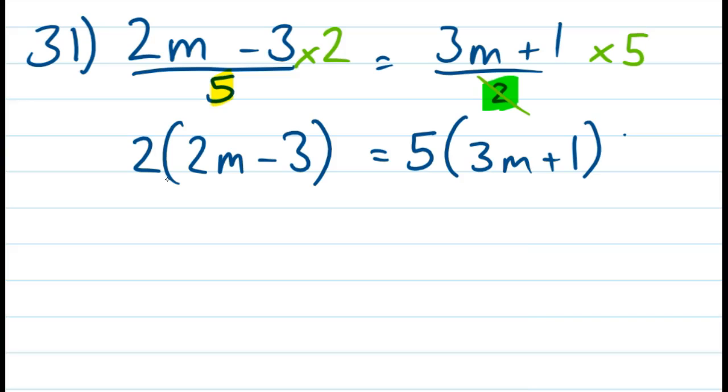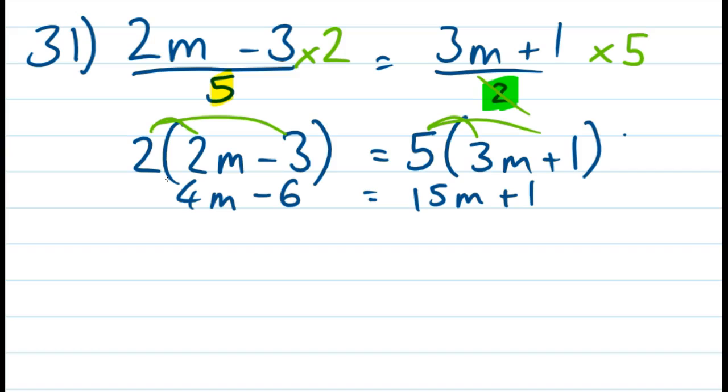Okay, then I expand like normal and I'm left with 4m minus 6 equals 15m plus 1. Okay, I take away the 4m from both sides to get rid of it, just like I've done before. And I'm left with negative 6 equals 11m.